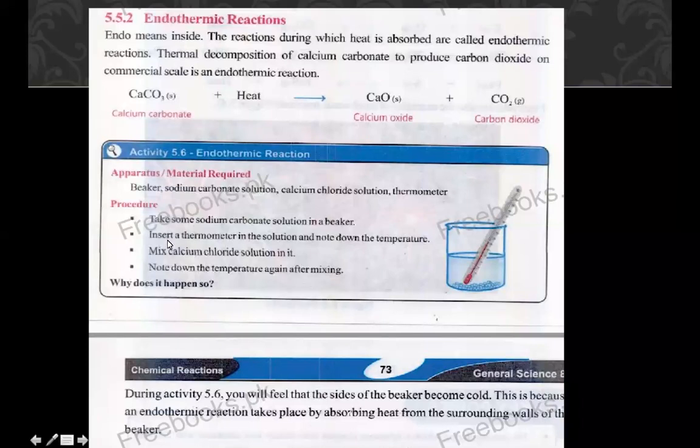We are not able to do this activity, but let's read it together. If we take sodium carbonate solution in a beaker or calcium carbonate and insert a thermometer and note down the temperature and mix some calcium chloride solution in it, note down the temperature. If it's an endothermic reaction, then we will observe that the beaker will start to cool down itself. बीकर जो है वो अपने आप को ठंडा करने लग जाएगा. इसका मतलब है कि उसने जितनी सराउंडिंग्स में एनर्जी है उसने उस एनर्जी को एब्जॉर्ब कर लिया है.